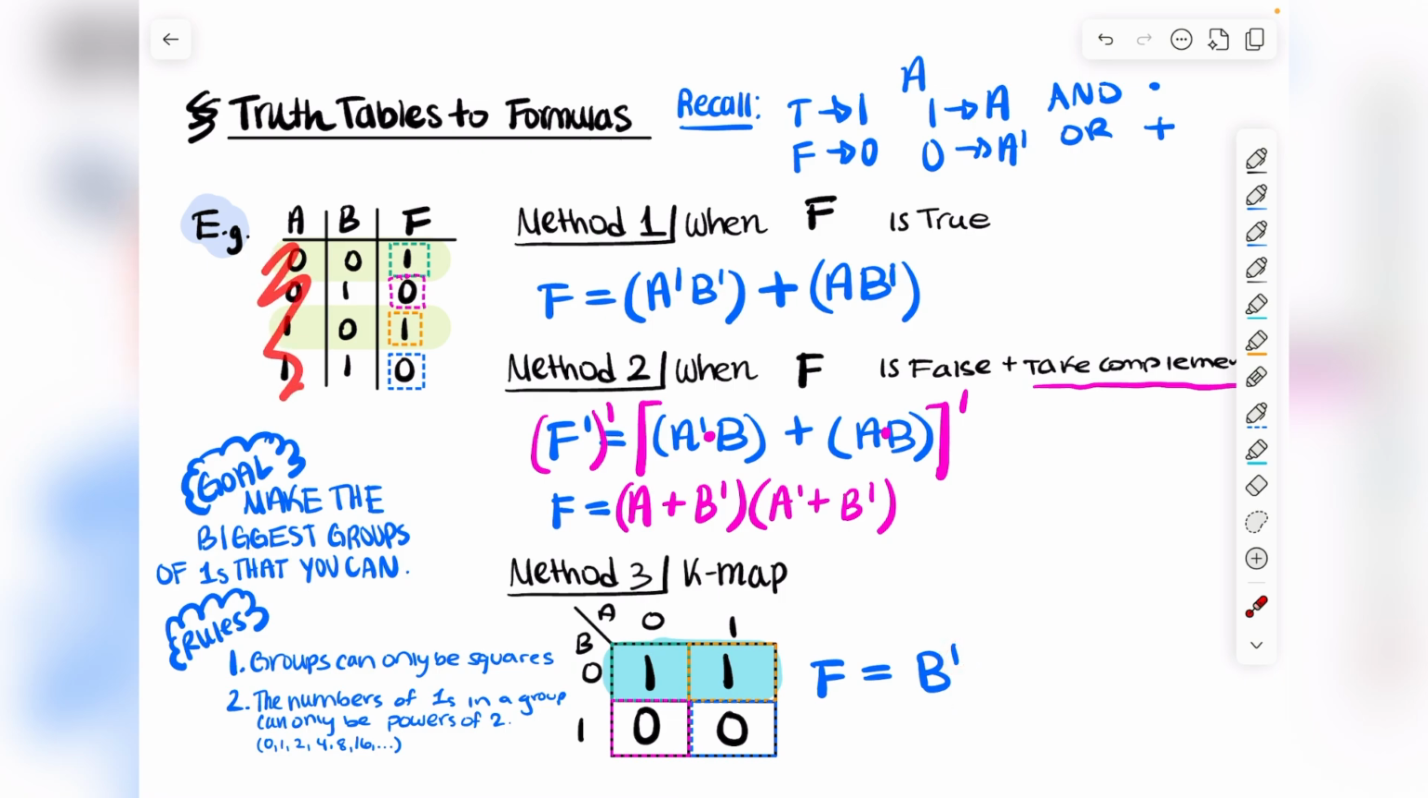So no matter what A is, if B is 0, your output will be the opposite, 1. If B is 1, your output will be 0. It's always the opposite of B.